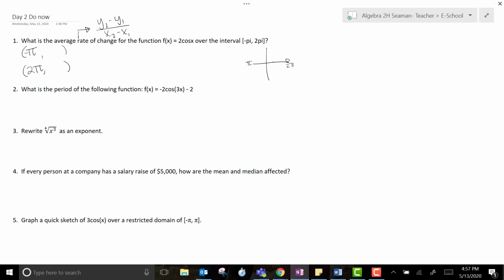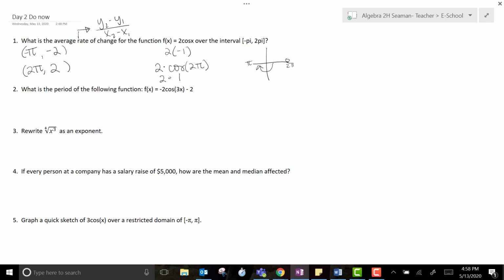So if we are going negative pi, that means we are going clockwise. The cosine value at negative pi, or pi degrees away, is going to be negative 1. And so if you have 2 times negative 1, that output is going to be negative 2. For 2 pi, I know my cosine value is positive 1. So 2 times cosine of 2 pi, I know that this is positive 1 times 2. And so my output is just going to be positive 2.